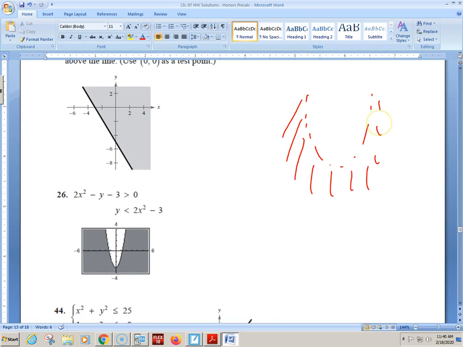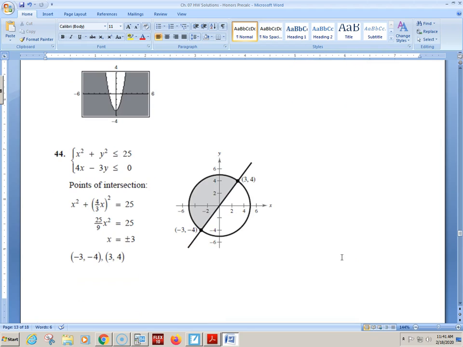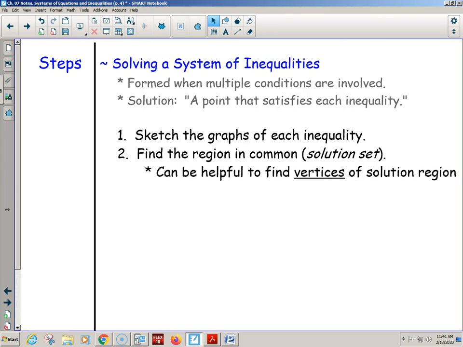As opposed to the ones up here that are like, oh yeah, all of that, and oh yeah, all of that, as soon as you start doing systems, they're going to say, okay, after you shade all of that and all of this, the overlap is what they're actually looking for. I just wanted to show you guys that before getting you writing this down if you have not yet.